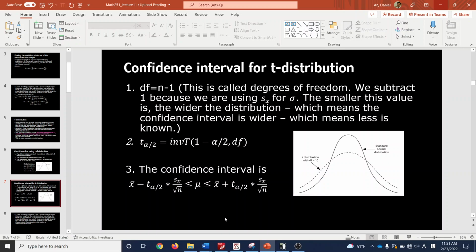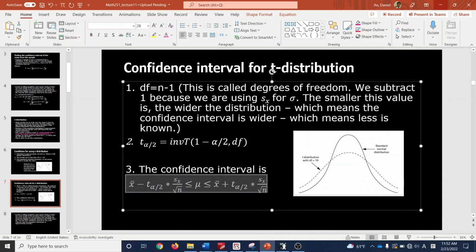Okay. And then for the critical value of t, or t alpha over 2, instead of using inverse norm, you use inverse t. It's the same thing, 1 minus alpha over 2, except you need to provide the degrees of freedom because the curve changes with the degrees of freedom. That's the difference. The confidence interval formula is exactly the same as when we do the normal. The only difference is now you use t alpha over 2 rather than z alpha over 2. All right, so it's these steps that we follow.